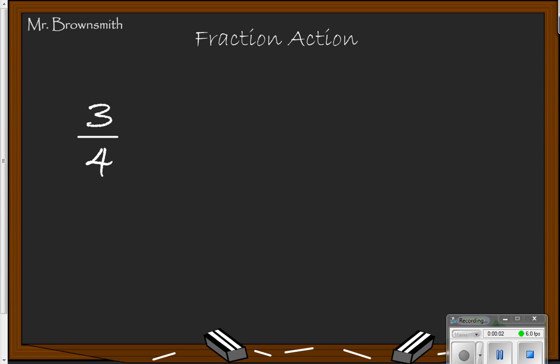Alright, so today let's talk about a little fraction action. So I want to talk about comparing fractions, ordering fractions from least to greatest or greatest to least. But first, let's talk about the parts of a fraction.